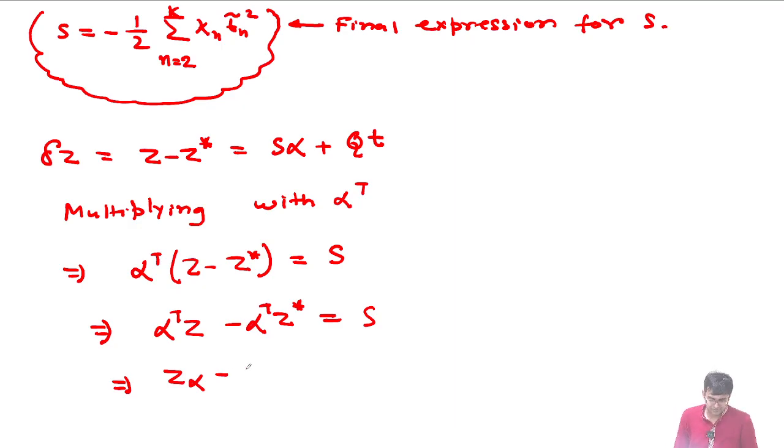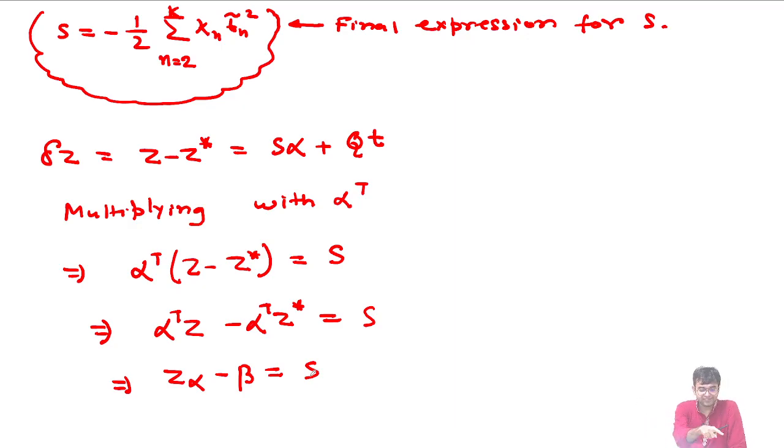What is alpha transpose Z star? This you should be able to tell. Z star is along alpha, by the way. Z star is the design point, so it is along that. What will it give? 1. Magnitude of the distance. And what is the magnitude of Z star, the norm of Z star? Beta. That will be beta, exactly. So minus beta is equal to S, right?